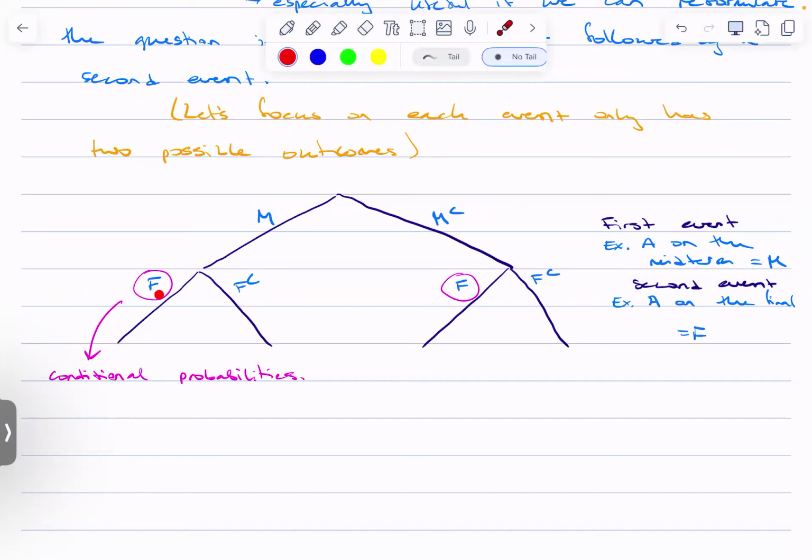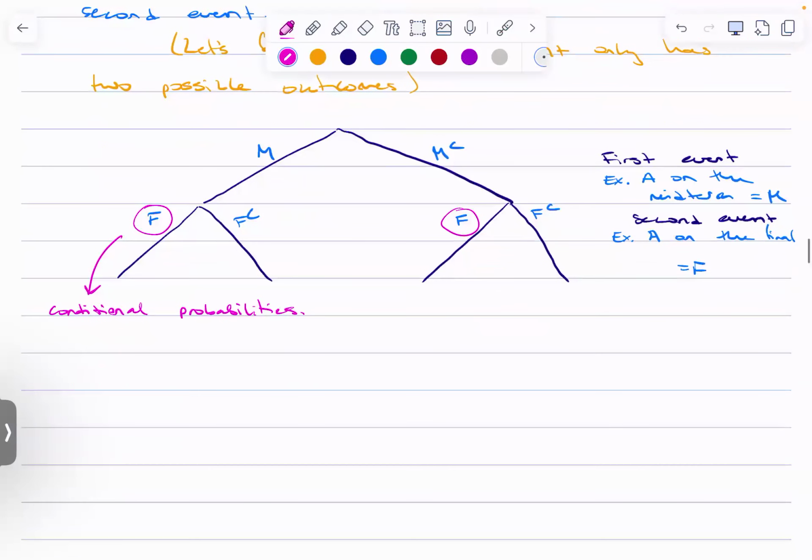So usually I just write the F and the not F and the F and the not F, but really what I mean and what I should be writing is technically the probability of F, knowing they got an A on the midterm. Right? And this is not getting an A on the final, knowing they got an A on the midterm. Right? And this is getting an A on the final, given they didn't get an A on the midterm. And this is technically not getting an A on the final, given they didn't get an A on the midterm.